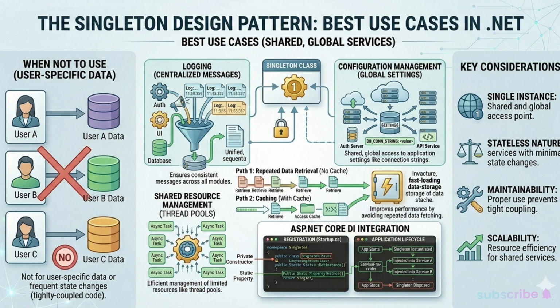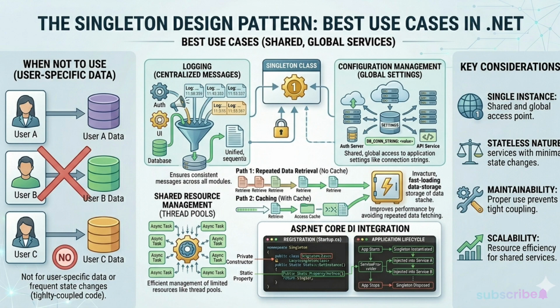In ASP.NET Core, singleton services are typically registered using dependency injection, ensuring that one instance is created and reused throughout the application lifecycle. However, singleton should not be used in cases where multiple instances are necessary, such as user-specific data or objects that require frequent state changes. Choosing the right place to use singleton is crucial because improper usage can lead to tightly coupled code and maintenance challenges. Therefore, it is best applied in scenarios involving shared, global, and relatively stateless services.